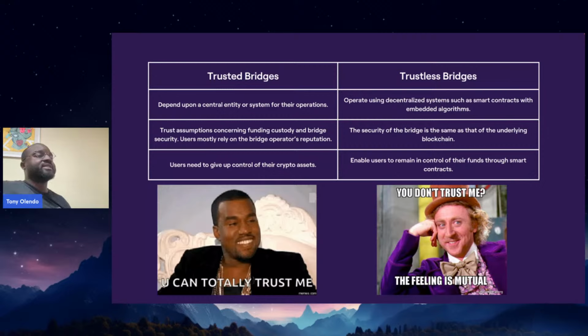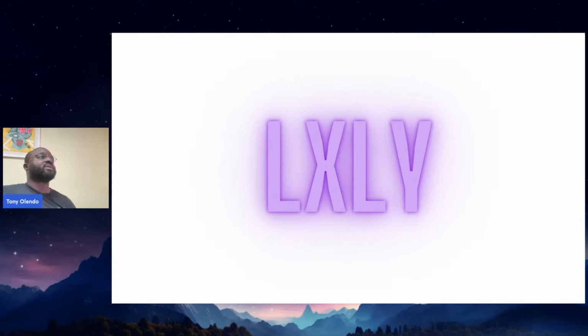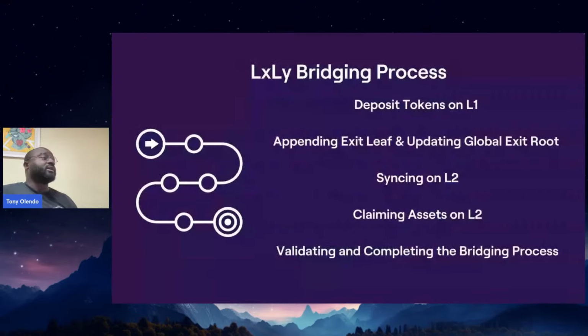And the Polygon LxLy bridge is a native bridge that essentially enables you to transfer assets and communicate across chains. And the bridging process is kind of long. It currently takes quite a bit of time, probably about 40 minutes, depending on the time between you depositing your tokens on L1 and you being able to claim your assets on the L2. But what essentially happens is that it's like a 5-step process, and I'll go through this with you.